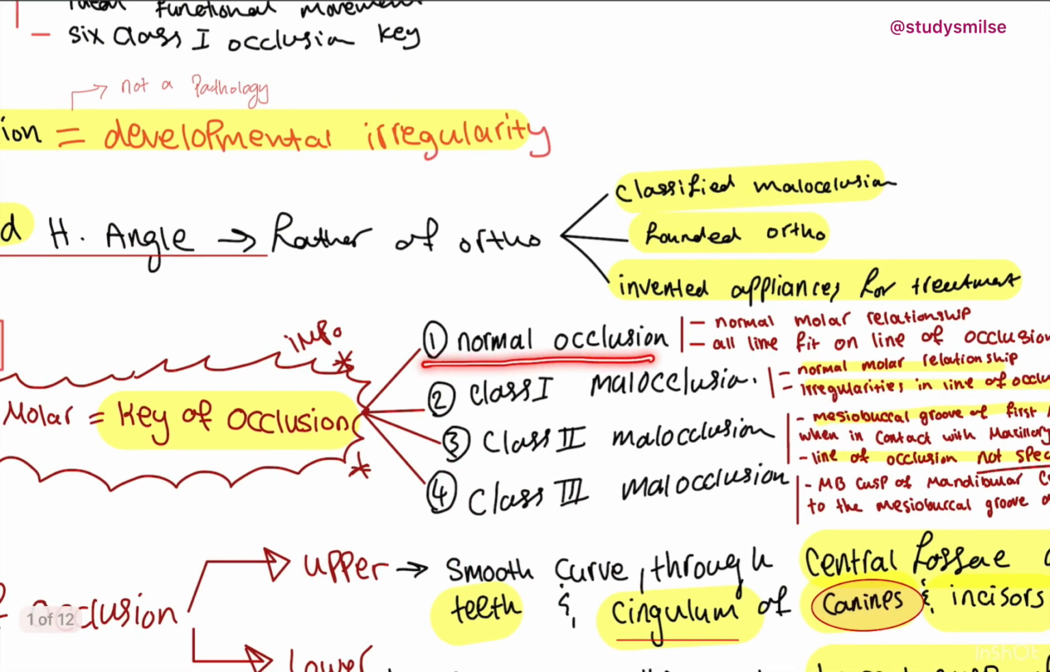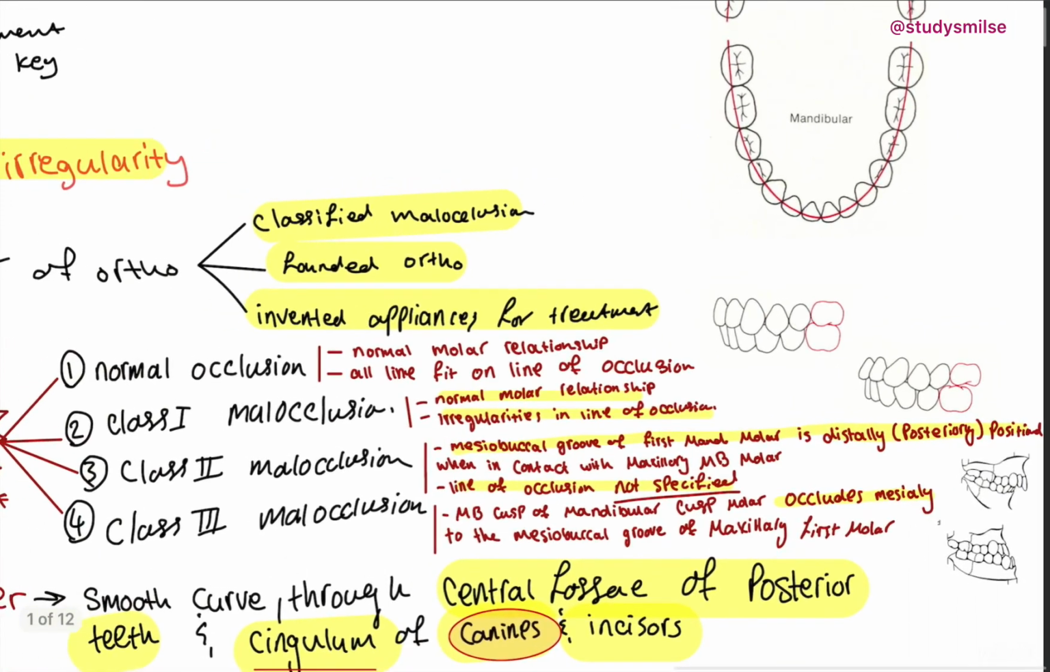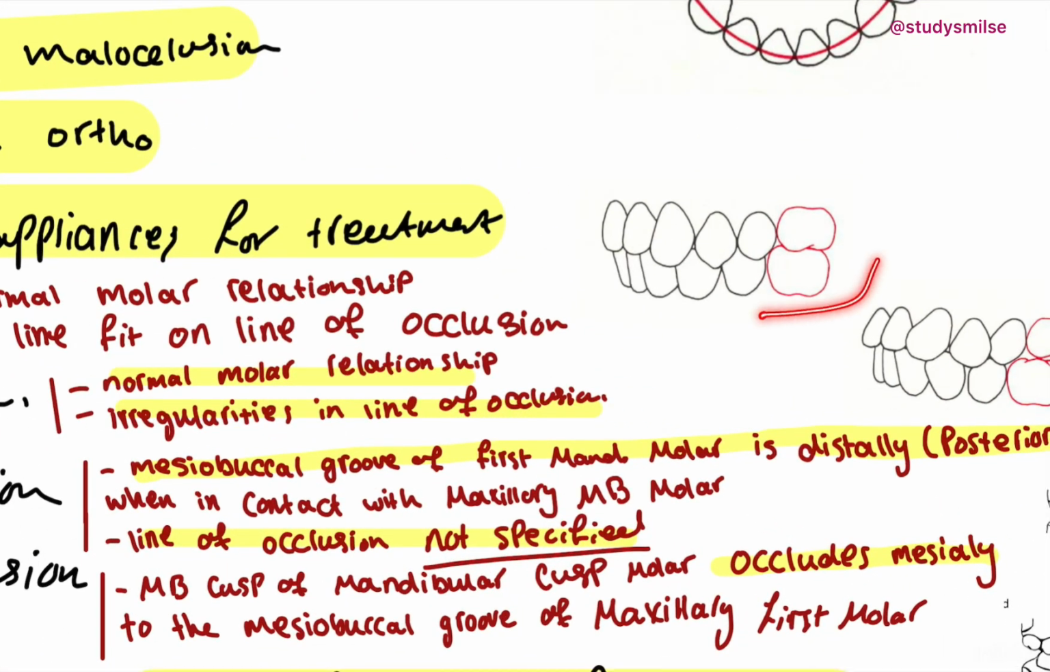Number 1, or our first classification, is the normal occlusion. That is what we want our treatment outcome to be. So a normal occlusion has a normal molar relationship and all the teeth fit on the line of occlusion. As you can see here in the picture, this is what we want the outcome of our treatment to be.